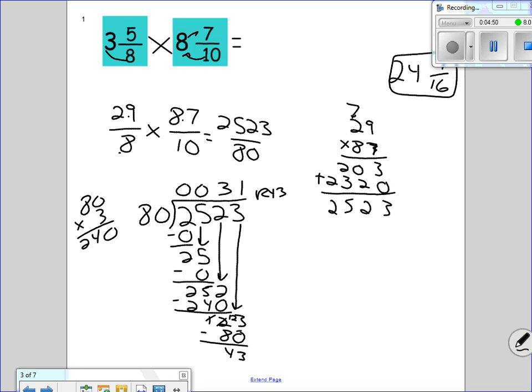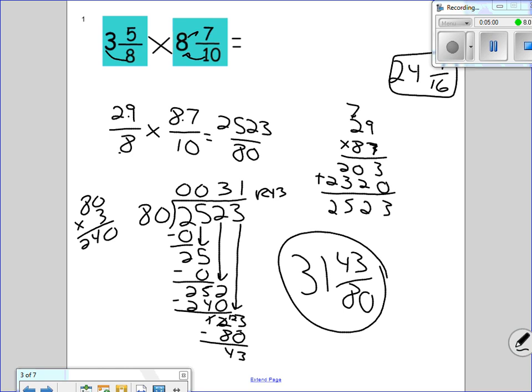So with this, 31 remainder 43 means this: my whole number is 31, my remainder is 43 over 80. This is the correct answer. Do you see how 31 and 43 over 80 is larger than 24 and 7/16? This is incorrect.